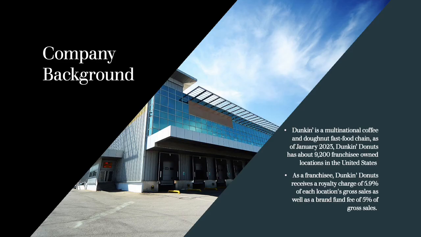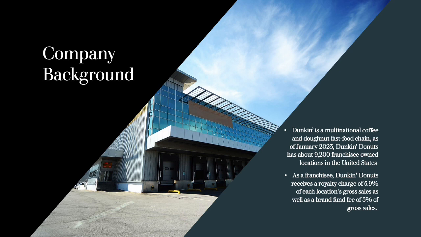Now I'd like to talk about Dunkin' Donuts for a little bit. Dunkin' is a multinational coffee and donut fast food chain, and as of January 2023, Dunkin' Donuts has about 9,200 franchisee-owned locations in the United States. They have about 13,000 locations nationwide.